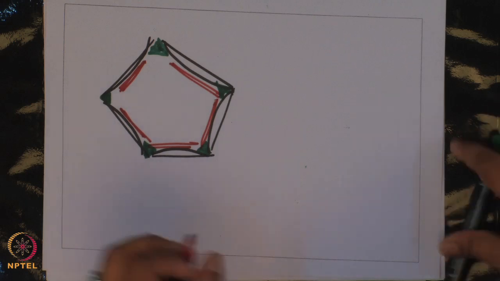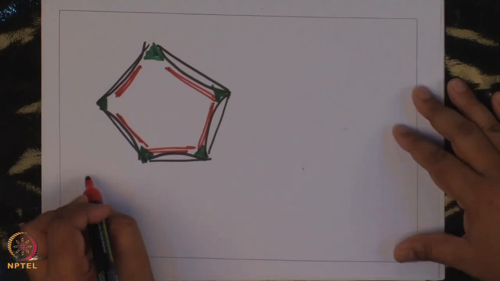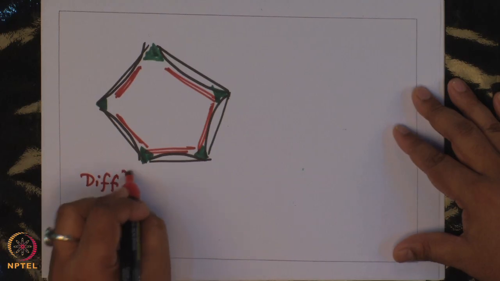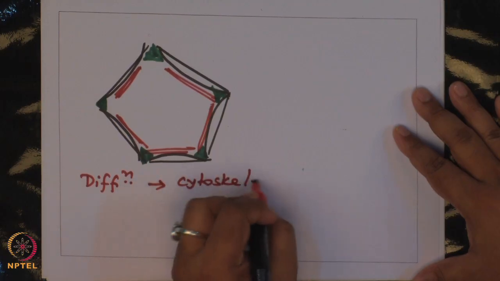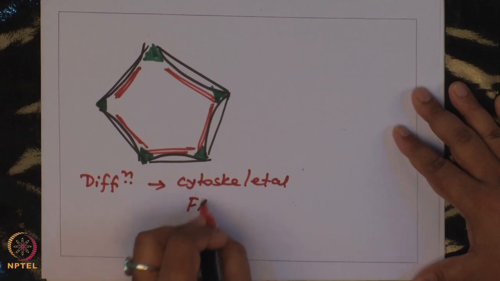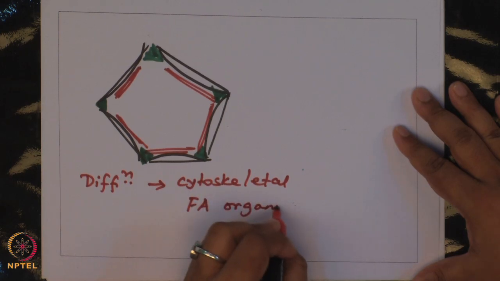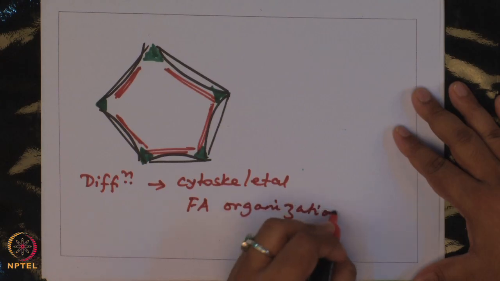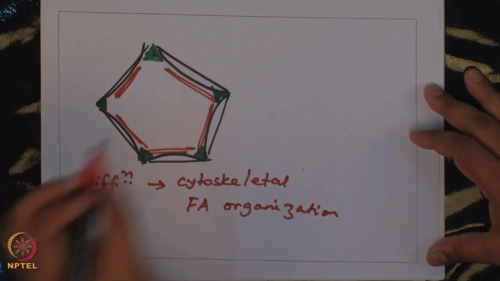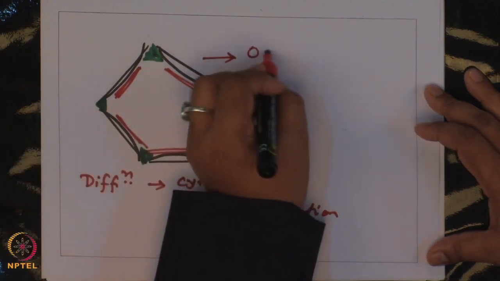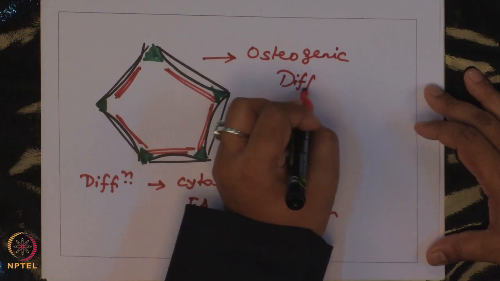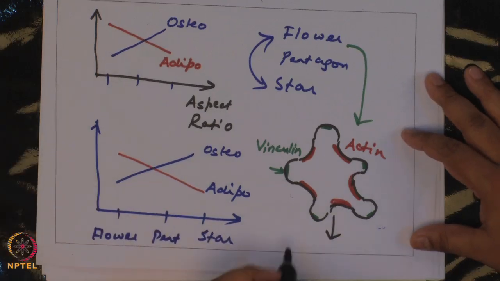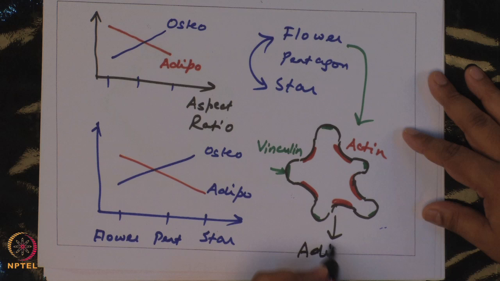Okay. So, what you see is the differentiation is associated with cytoskeletal and focal adhesion organization. So, on the star where there was more amount of stress fibers, this induced an osteogenic differentiation. While on the flower you had an increased precedence of adipogenic differentiation.